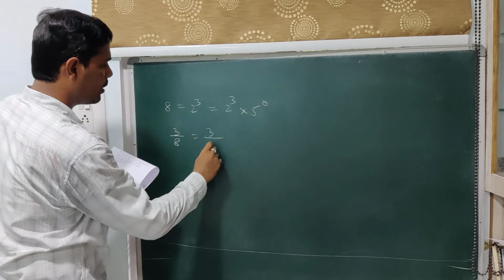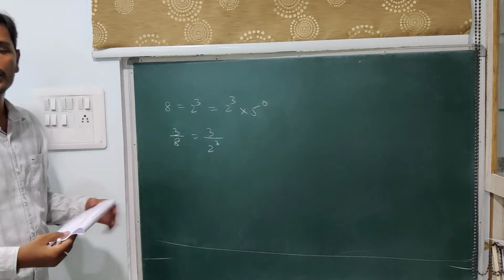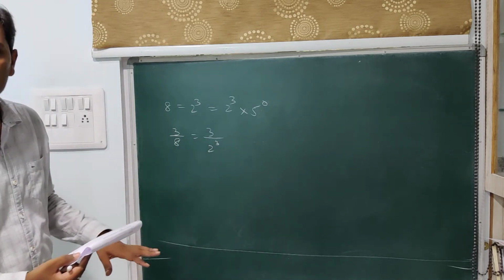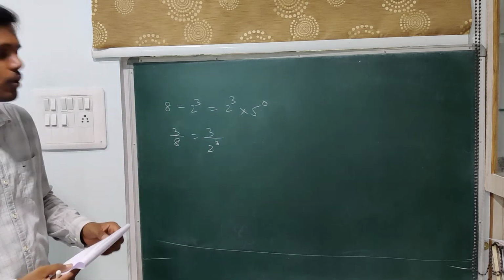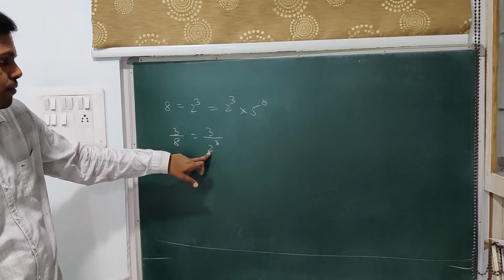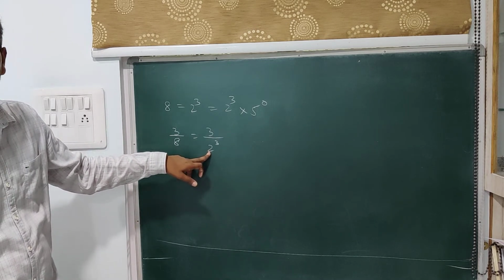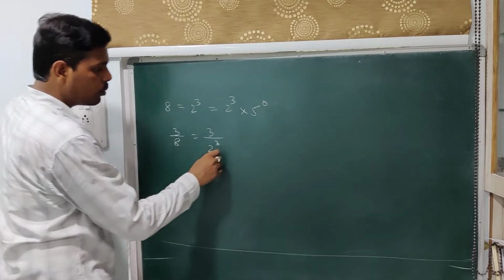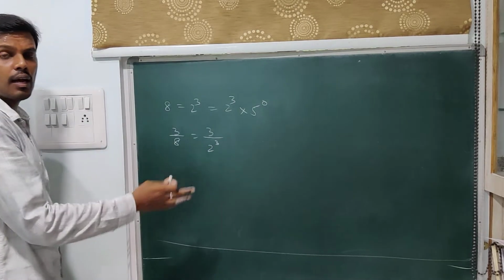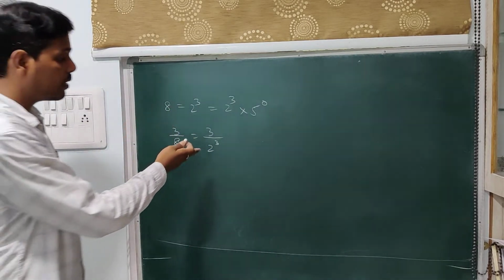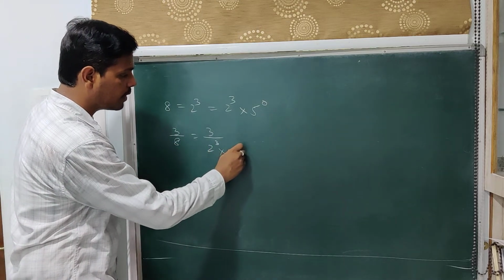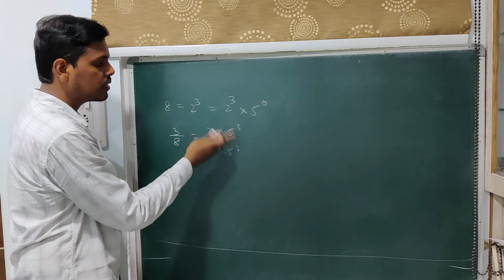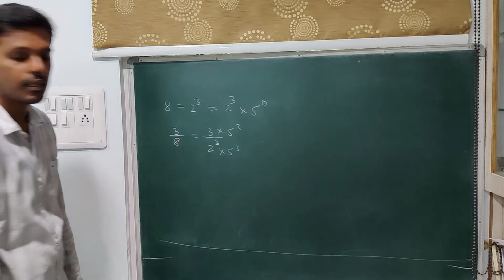3 by 8 is 3 by 2 cube. Now we need to convert that into its corresponding decimal expansion. So in order to do that, here you have 2 but you don't have 5. So what you do is, you write those many 5s as many as there are 2s. Here there are 3 2s, so I will write 3 5s. To compensate that, I'll also write the same 5 in the numerator.